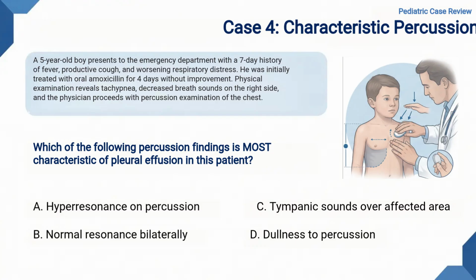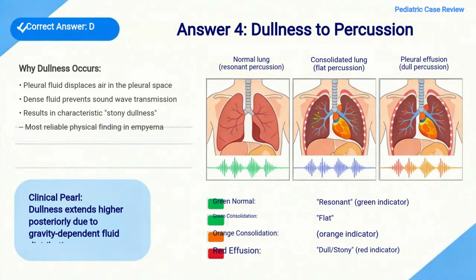Option A, hyperresonance on percussion. Option B, normal resonance bilaterally. Option C, tympanic sounds over the affected area. Option D, dullness to percussion. The correct answer is option D, dullness to percussion.